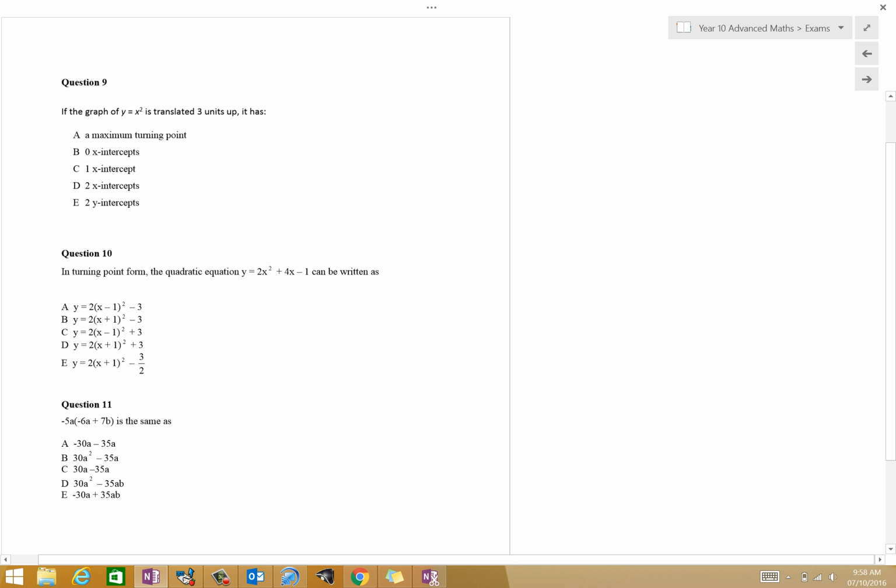All right. What about if we had the graph of x squared and it's translated 3 units up? Well, I guess you could sketch it. That's going to be x squared plus 3, but it's basically going to look like this. And that point there is going to be (0, 3). Which one of these is true? Does it have a maximum turning point? No. Does it have 0 x-intercepts? Yes, it does. It's always nice when in the first couple that turns out to be true, because then you don't have to bother.